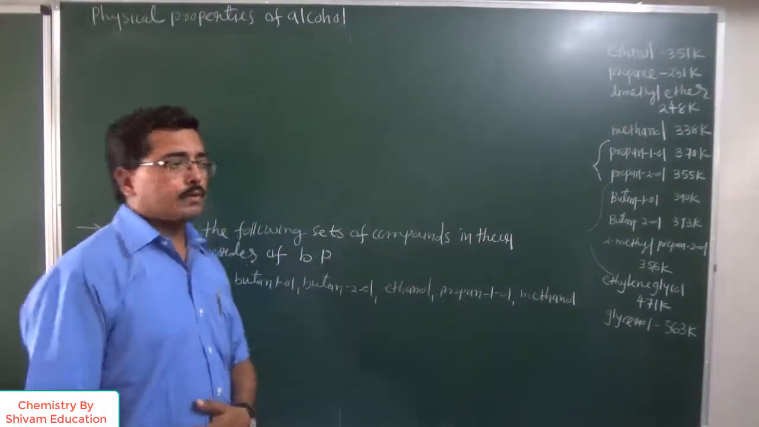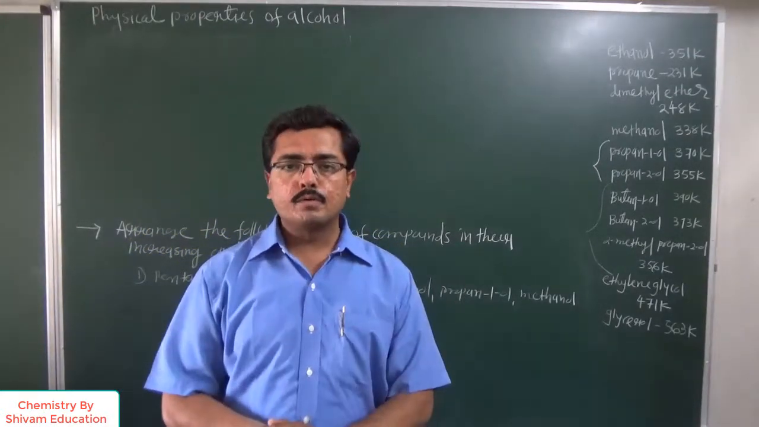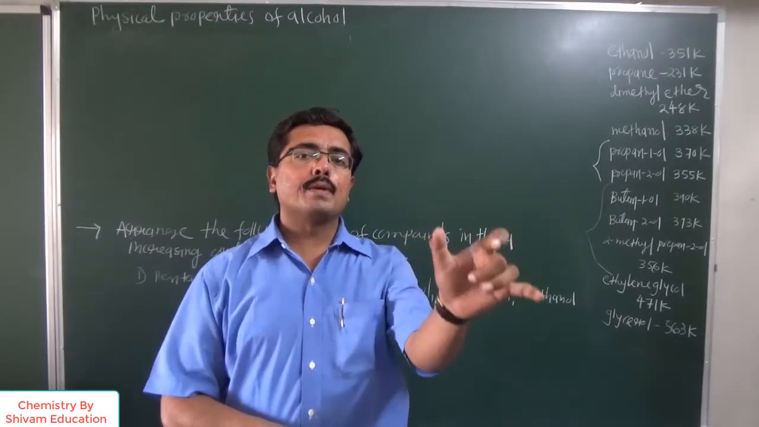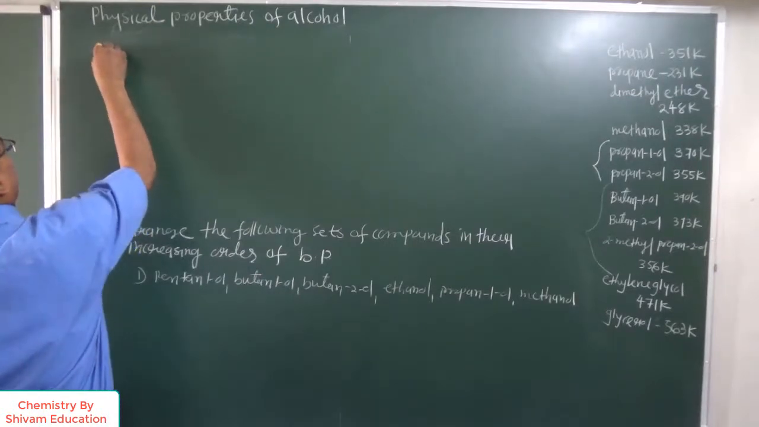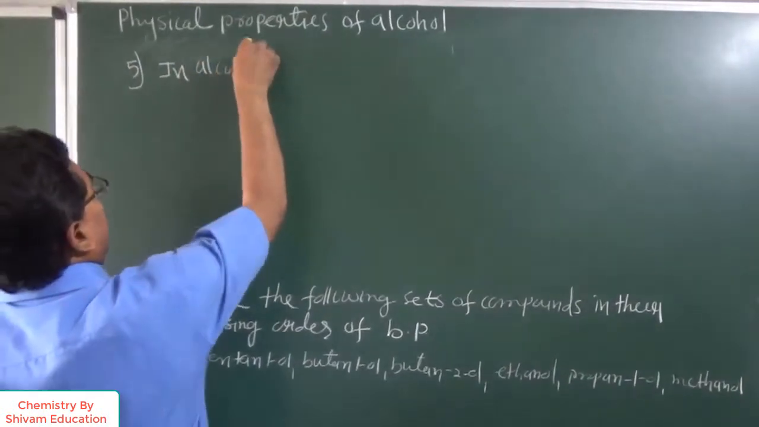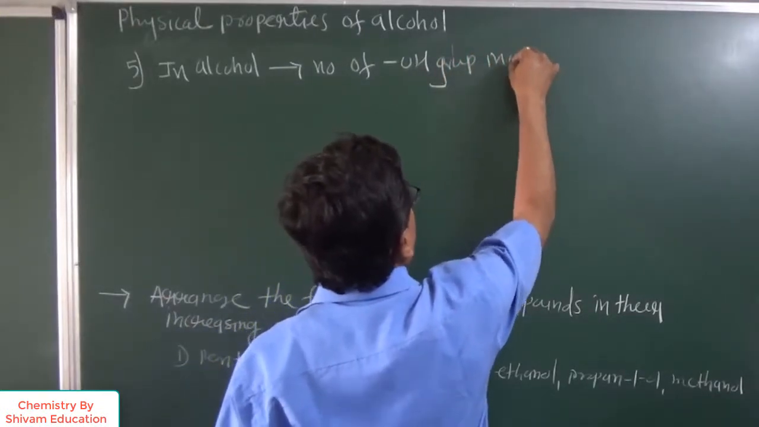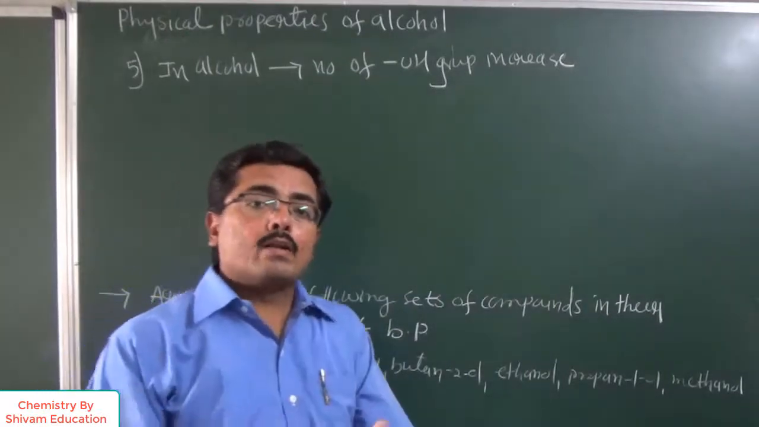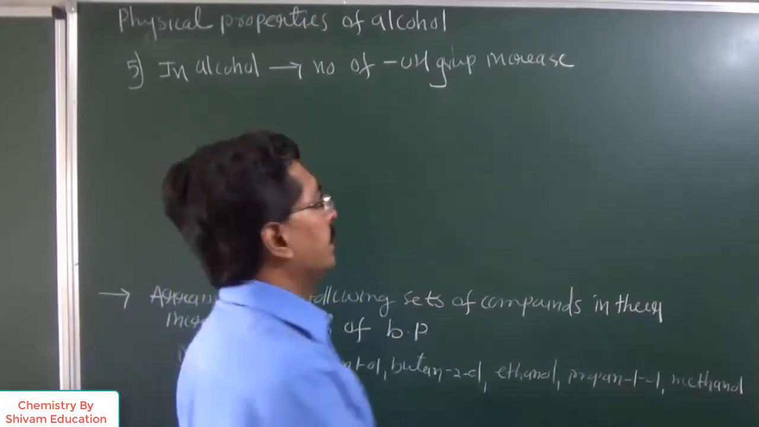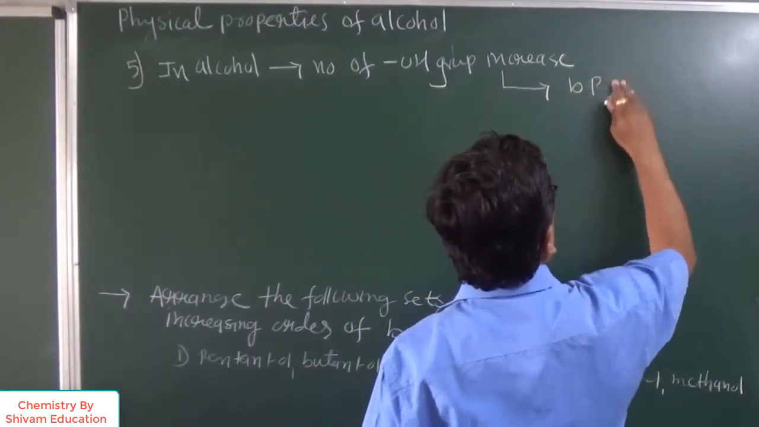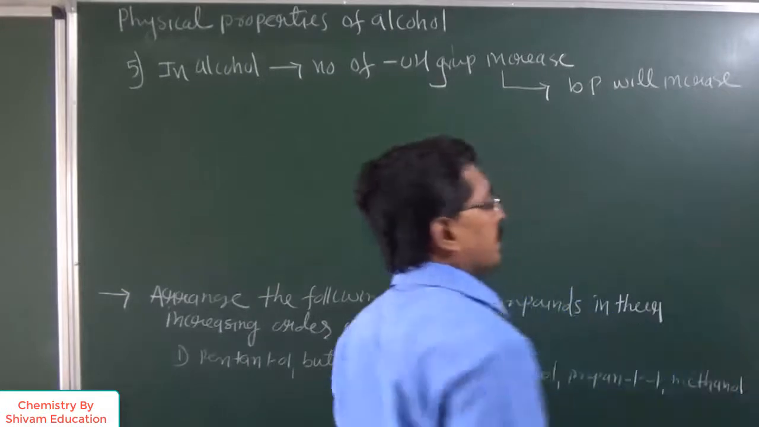Now the last physical property of alcohol. In the case of alcohol, we know that the hydroxyl group is responsible for the formation of hydrogen bonds. So as the number of hydroxyl groups increases, the boiling point will also increase. So we can write these things. Fifth property: in alcohol, as the number of OH groups, meaning hydroxyl groups, increases, the number of hydrogen bonds will increase, meaning intermolecular force of attraction will increase, and as a result the boiling point will also increase. So in alcohol, as the number of hydroxyl groups increases, their boiling point will increase.